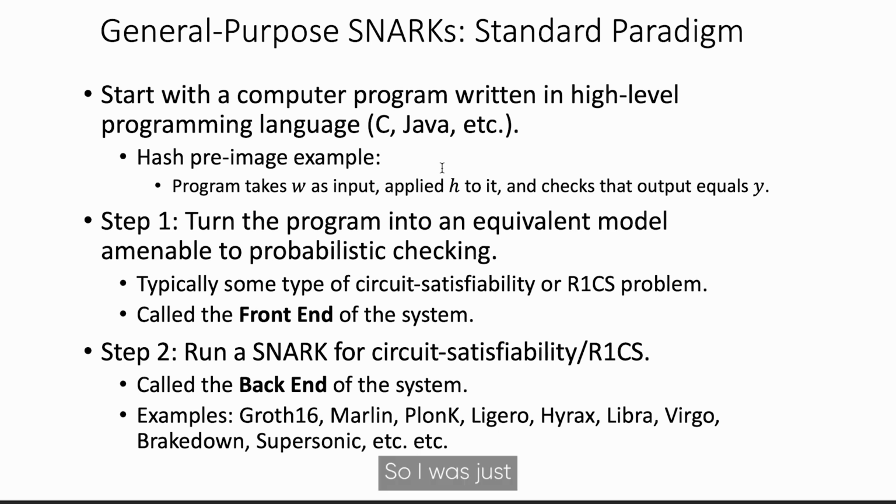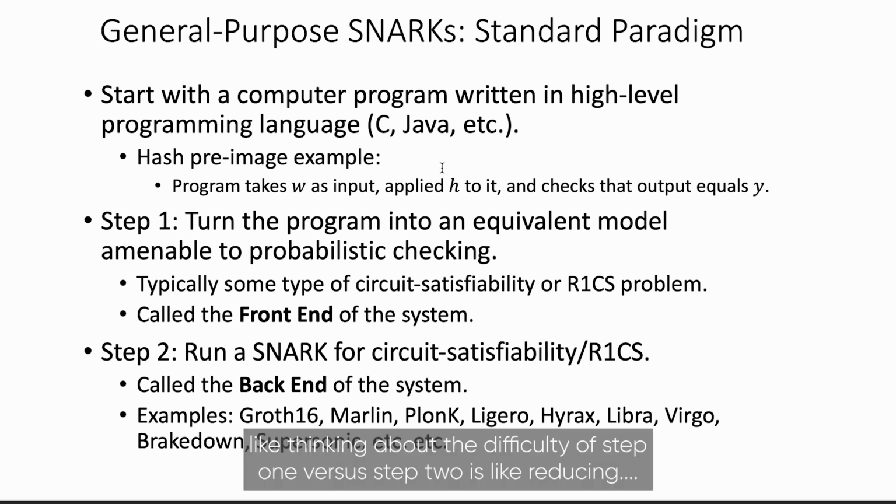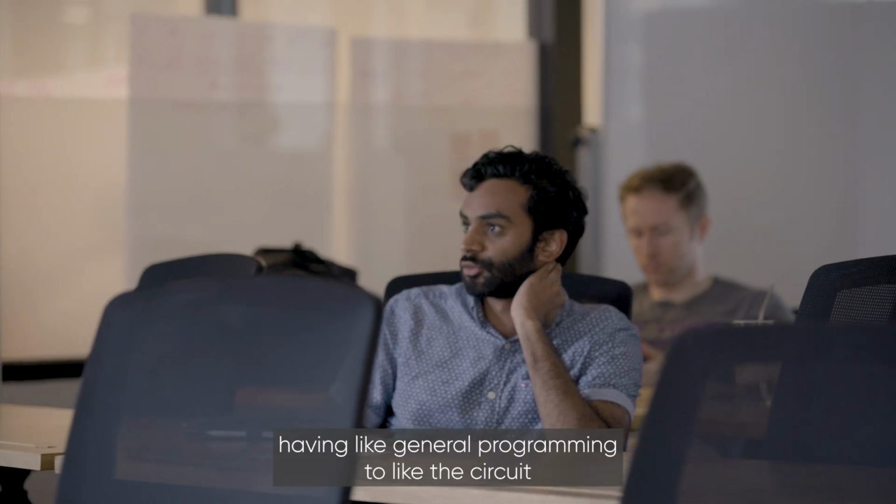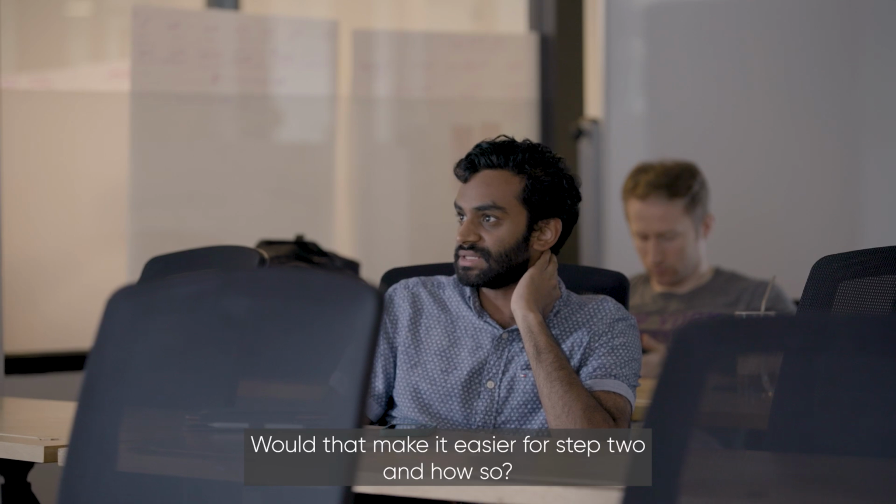I'm thinking about the difficulty of step one versus step two. Reducing a general program to the circuit representation is relatively easy compared to step two, or how's that? Easy and hard might not be the right wording. The question is also the overheads. If the program runs for 100 steps, but the circuit has 1 billion gates, that's not great. But also if the circuit has 1 billion gates and the prover's runtime is equivalent to evaluating a circuit with 100 trillion gates, that's also not so good. So there's going to be overhead in both steps.